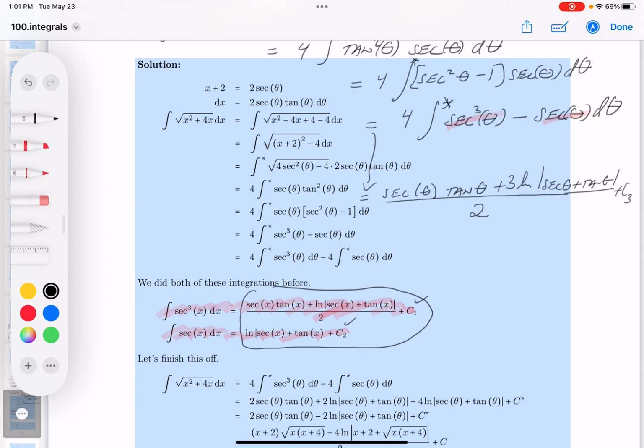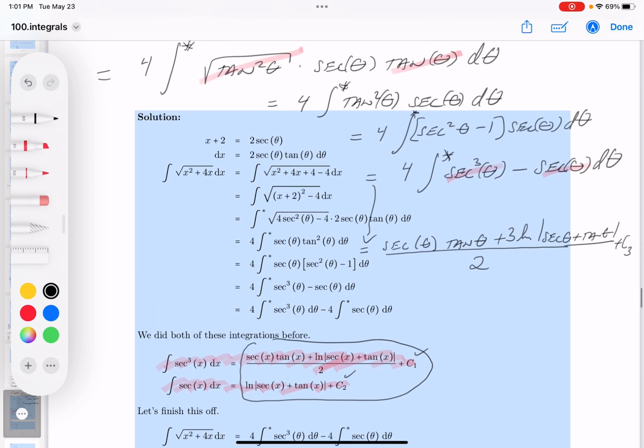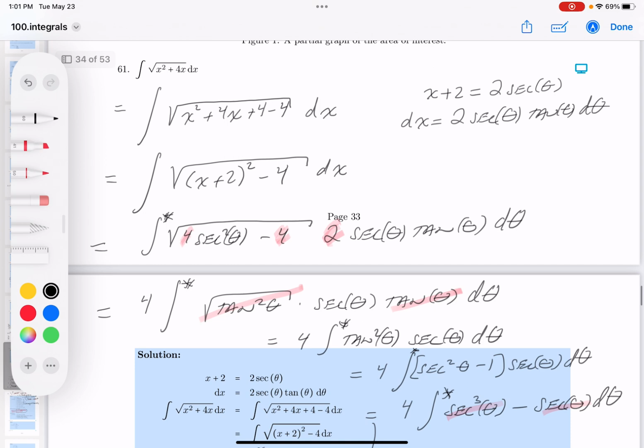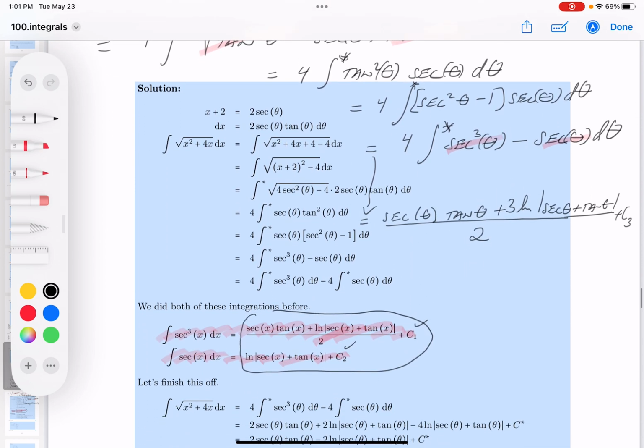All right? Now what do you got to do? You got to go back to x's, and that's often problematic. So I want to make sure you know that we wrote it down over here, that I said twice the secant theta is x over 2. Let me write this on the side for you.